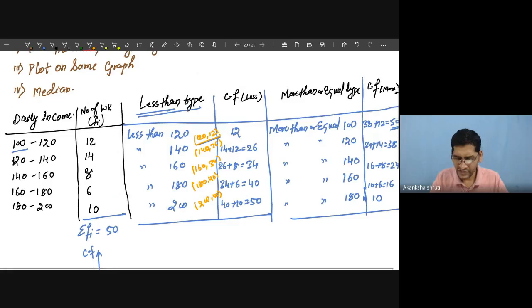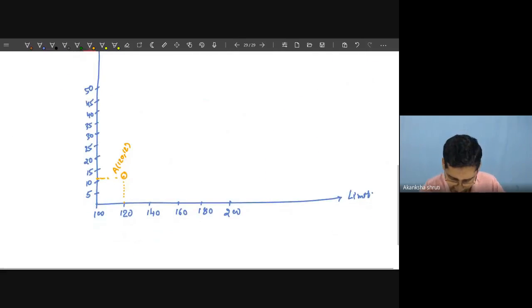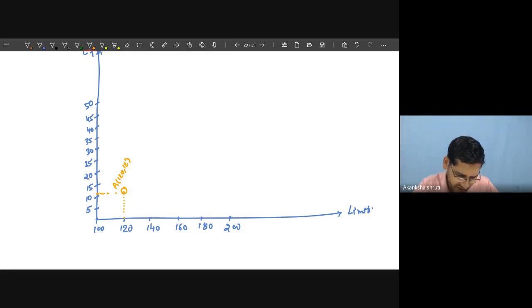Next one is 140 and 26. Go for 26. 25 is here, so 26 is just above, and 140 is somewhere here. B. You can put it as 140 and 26.